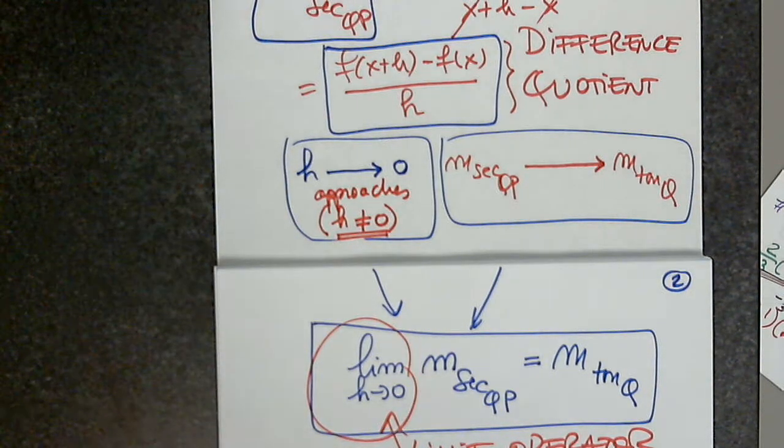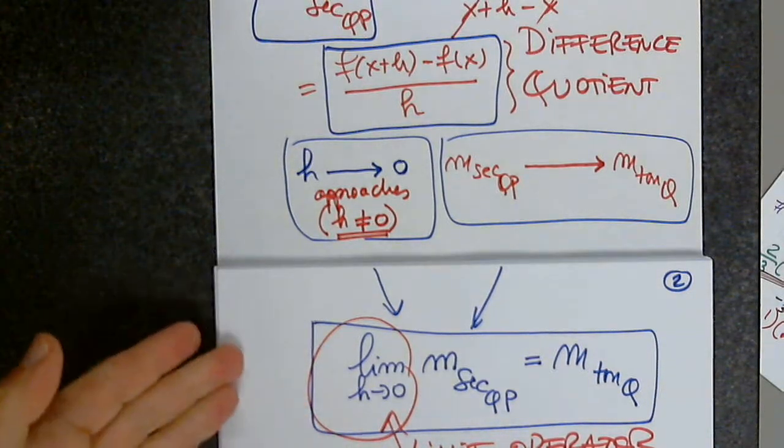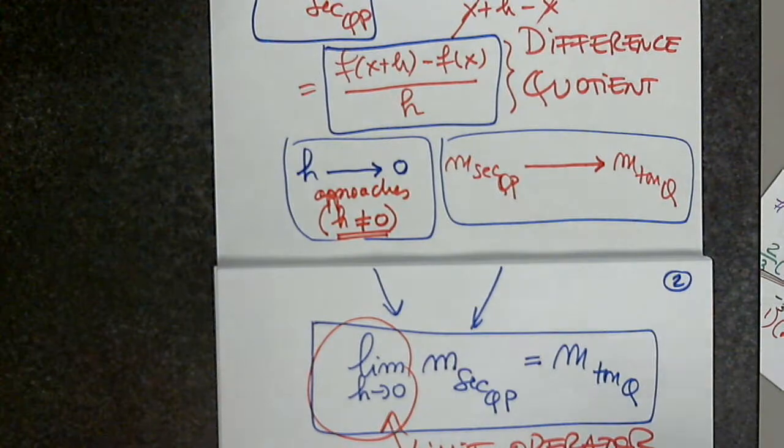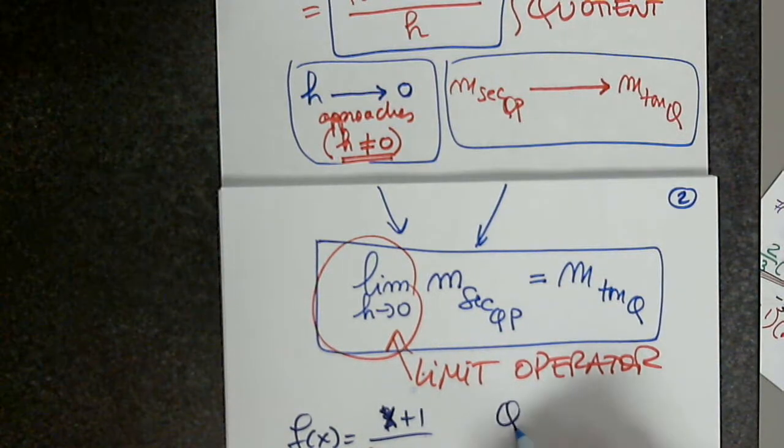Okay, so this is the idea behind the way we determine the slope of the tangent line when we only have one point. So the concept of the limit comes into play. But let's come back to our function now. So we have f of x, which is x plus 1 divided by 3x minus 2. And we're interested in this point, Q, when x is 1.